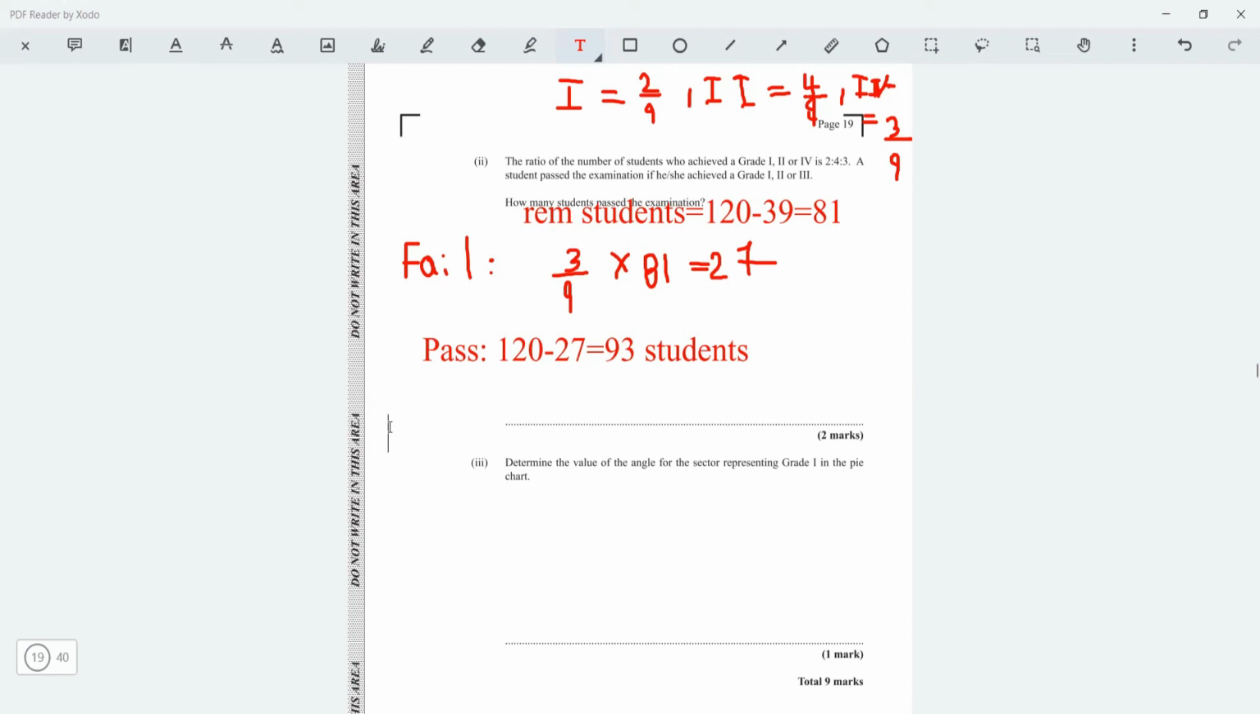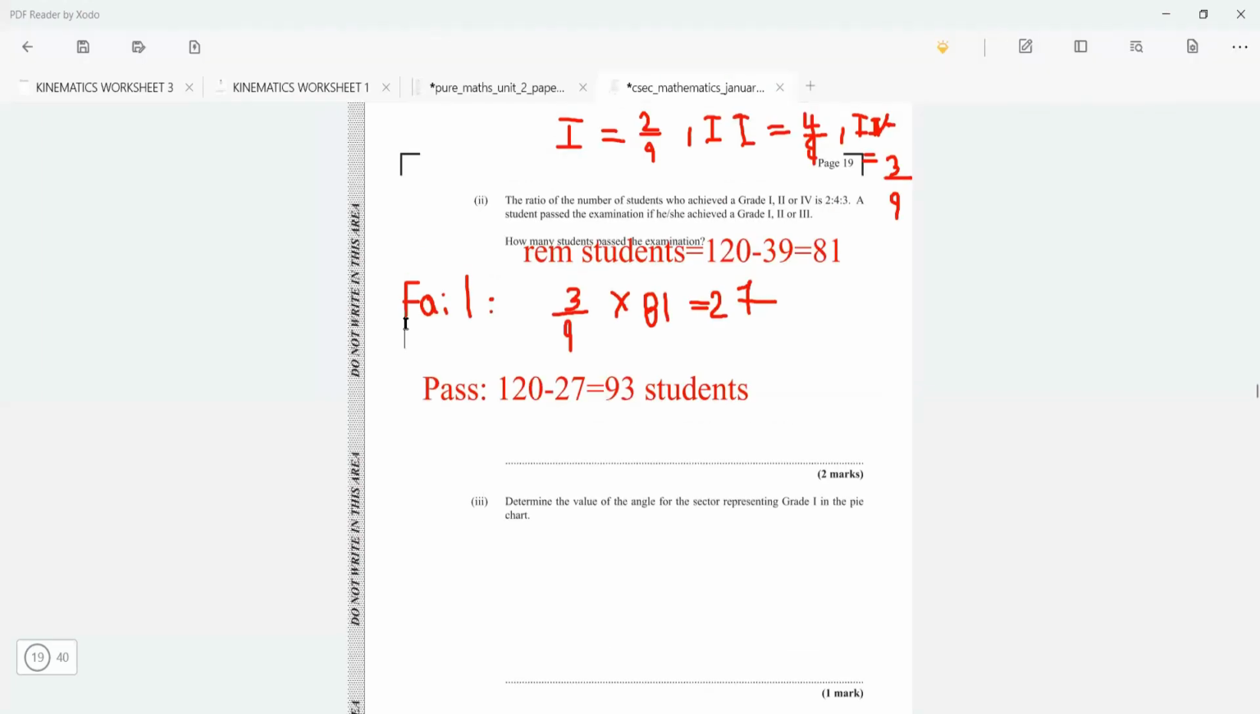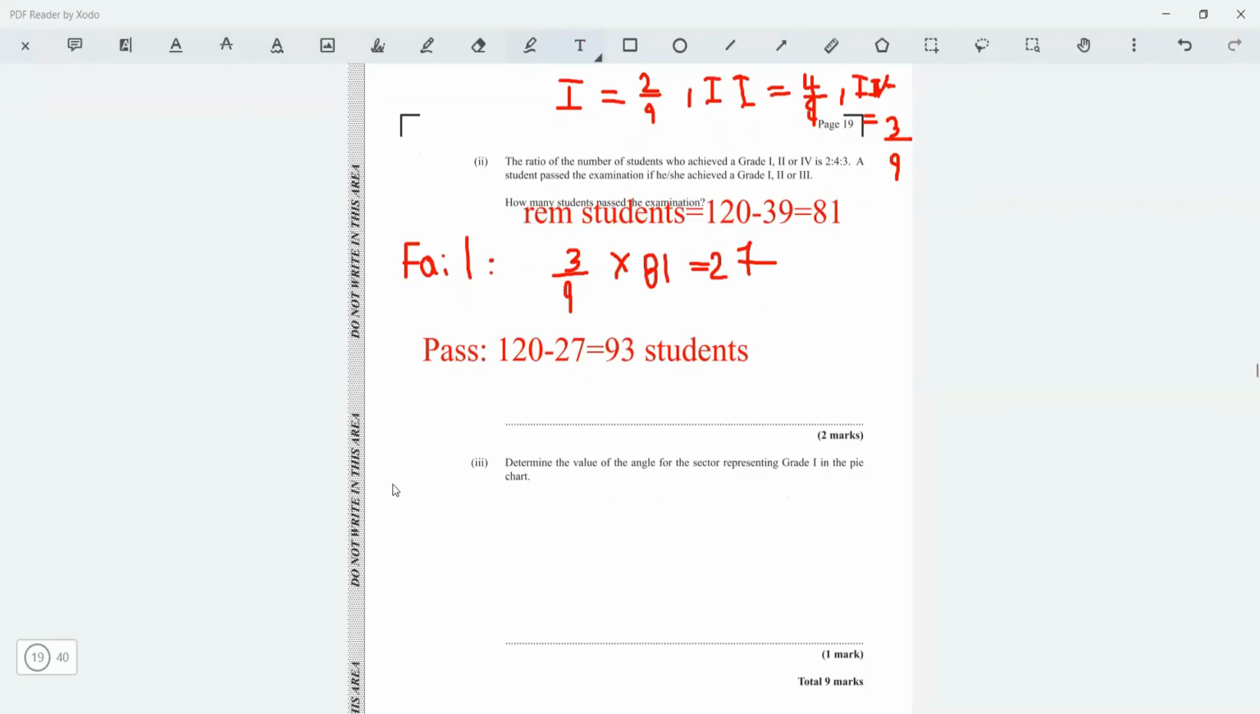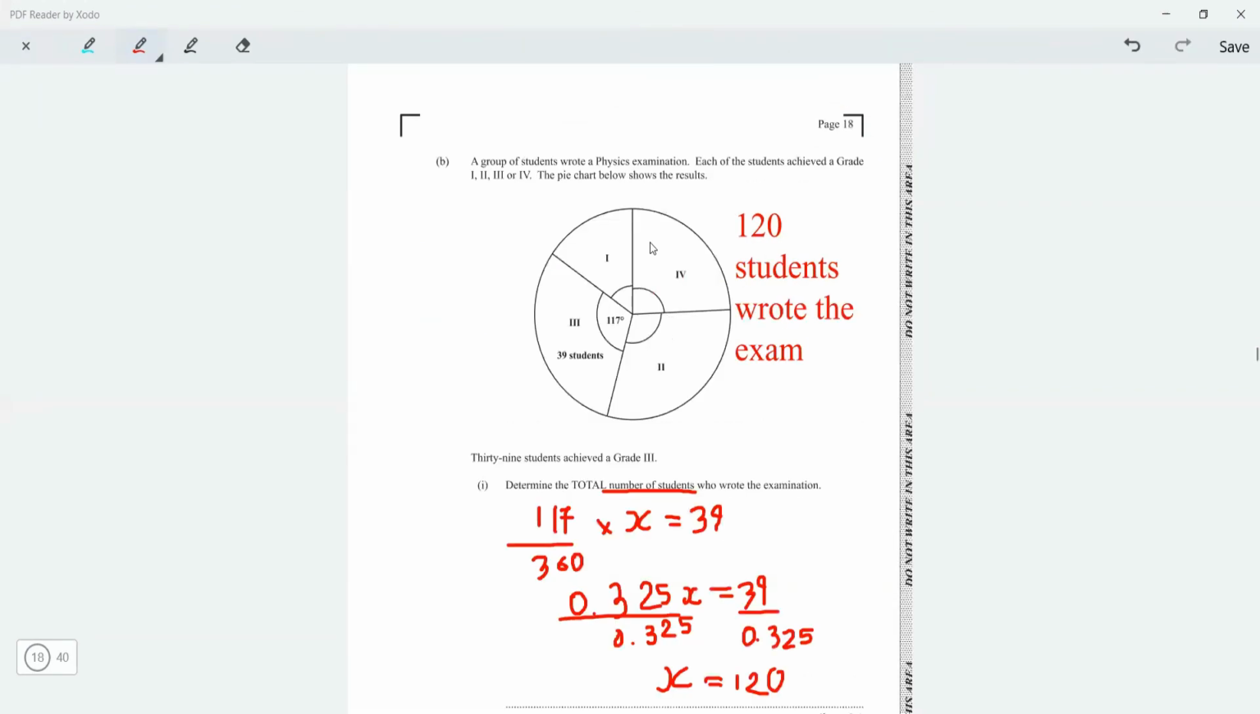Well, how many students fail? Let's go back around here. We know that 27 students fail, and we need this angle right here. To find this angle, how many students pass? 93 pass, right? But look at this.